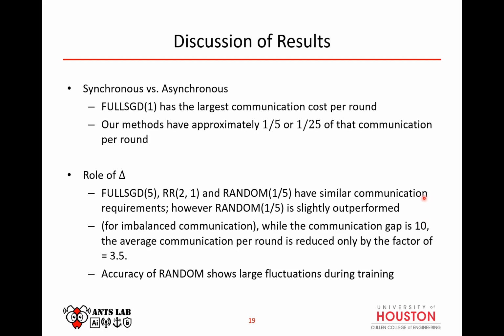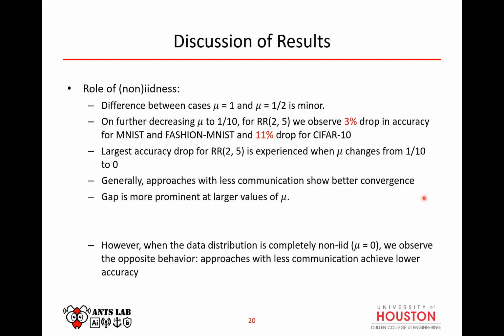And they also discuss the role of IID or non-IID, how heterogeneous the data of the client is. The difference between the cases where mu equals 1 or mu equals half is very minor. So when it comes to more identical data, if you reduce the fraction of difference by a little, there is not a lot of difference in the accuracy. But as you keep decreasing mu to make it more non-IID, we see a 3% drop in accuracy for smaller data sets like MNIST and an 11% drop for bigger data sets like CIFAR-10. Can you just explain what mu is?